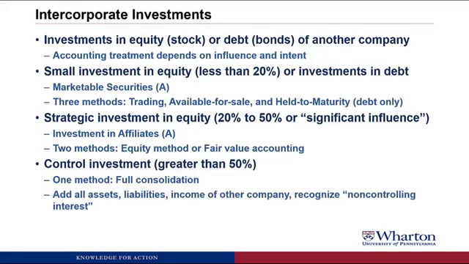And then the last kind of investment is you could actually control the other company. You could own more than 50% of another company, which means that you could outvote all the other shareholders and basically decide what the other company does. Here there's just one method, full consolidation, where you add up all the assets and liabilities of the other company, and then recognize this thing called non-controlling interest for the part that you don't own.